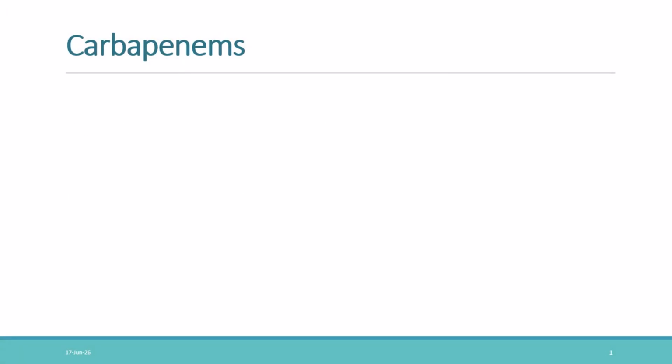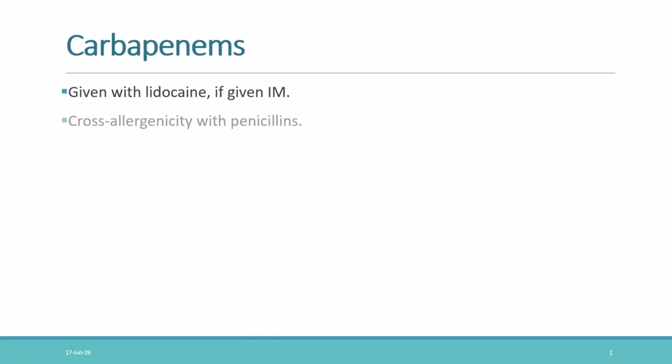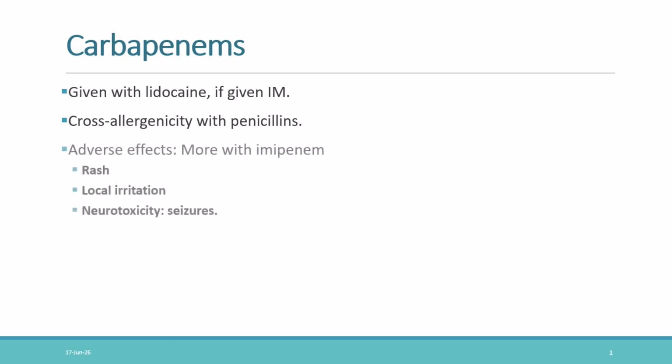Carbapenems are generally well tolerated, but adverse effects can occur. Local irritation and skin rashes are relatively minor manifestations. The most clinically important toxicity is neurotoxicity, particularly seizures, which occur most commonly with imipenem. The risk is increased in patients with renal impairment or pre-existing neurological disease.